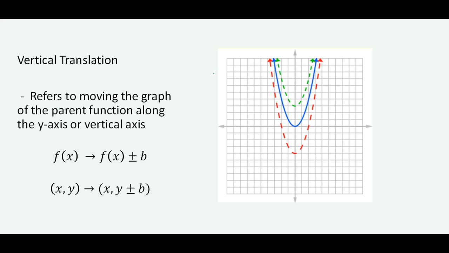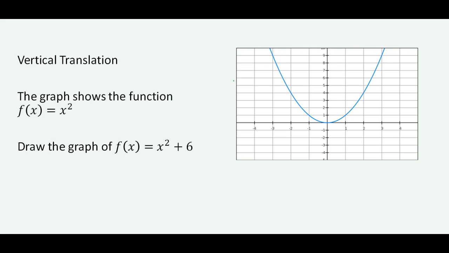When we look at vertical translation, we're moving the graph along the y-axis, so we're moving it up or down. We can see the blue graph here is the original graph, the green is translated upward, and then the red is translated downward. So let's look at an example of how we can apply these translations.